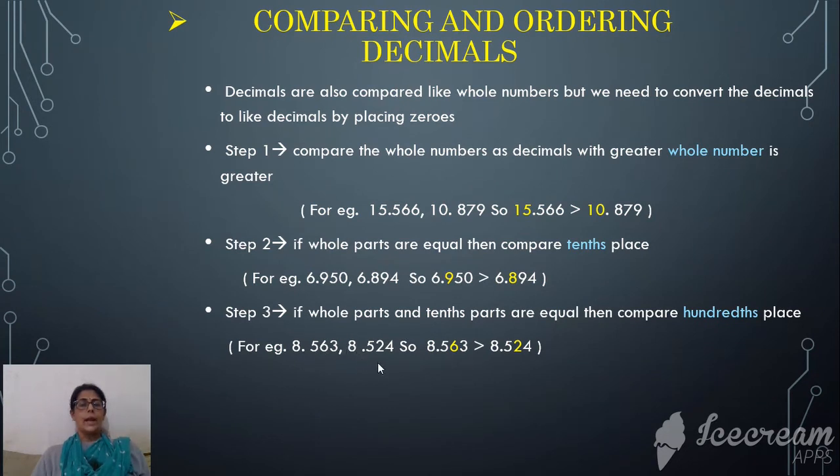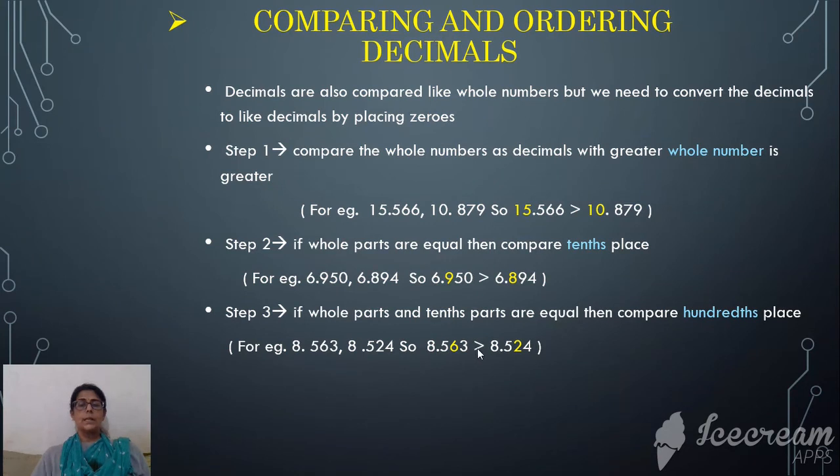8.563 and 8.524. Here the whole parts are also equal and the tenths parts are also equal. Whole parts are 8 and tenths parts are 5. So we have to check which part here? The hundredths place, that is the second digit after the decimal. That is known as the hundredths part. So here it is written 6 and here it is written 2. Right? So which number is greater now?